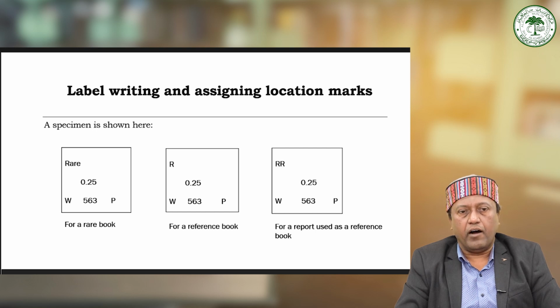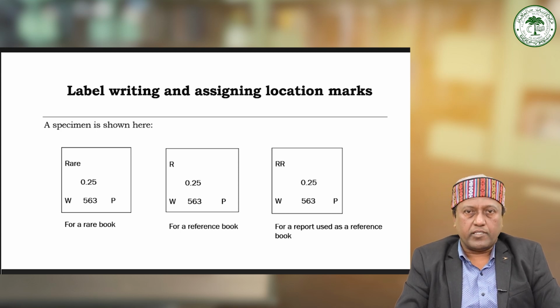You can see here R is meant for, and RR. R is for rare books, or simply R you are marking for reference books, and you are writing it rare, that means for the rare collection. And the third example you can see is RR, that is for reports used for reference. So this is how you can make the distinction, because ultimately looking at the spine, the user should know whether it is a reference document, a report, a rare document, or a manuscript.